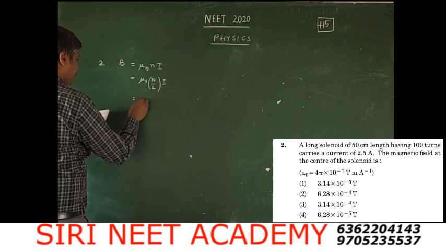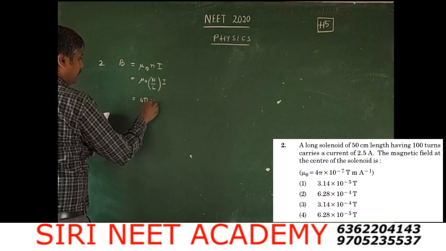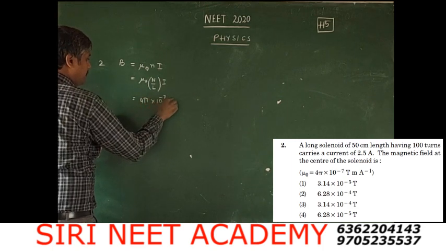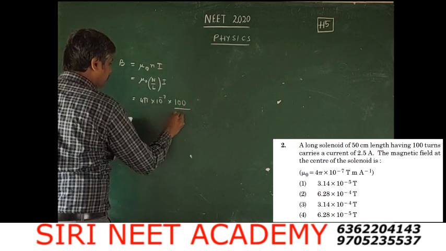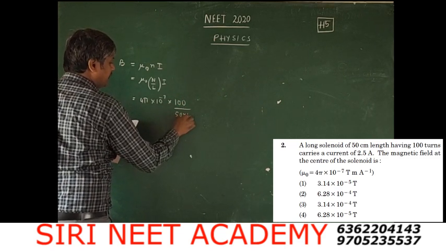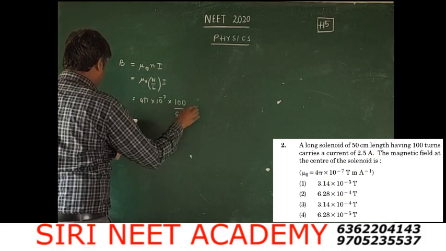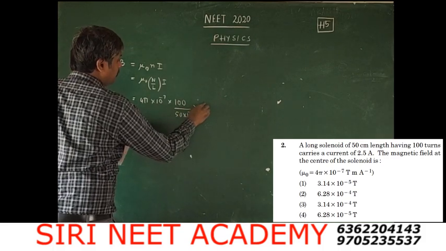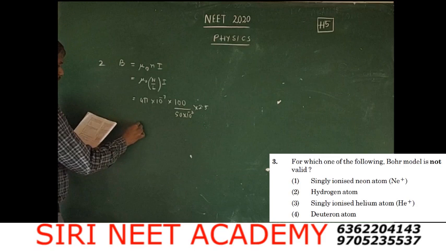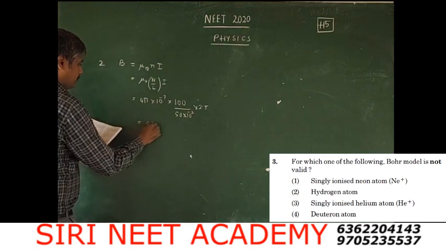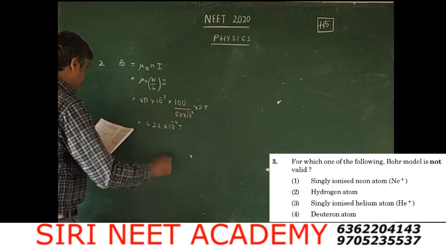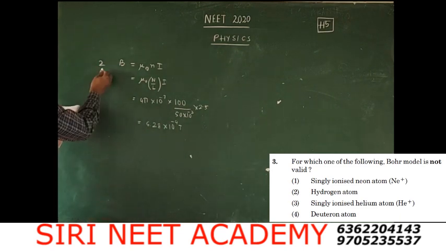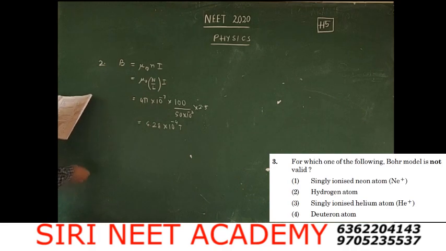So mu naught is given to be 4 pi into 10 power minus 7, and number of turns is 100, and the length 50 centimeter, that is 50 into 10 power minus 2 meter, and current I is 2.5. Solving this, we are going to get 6.28 into 10 power minus 4 Tesla. So the option for this is second option.